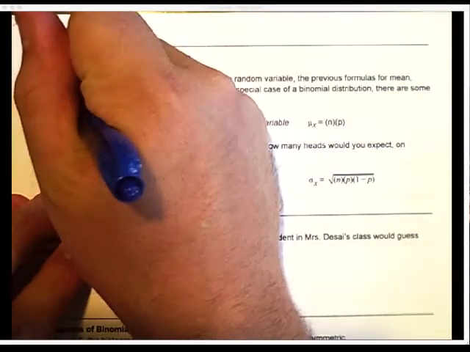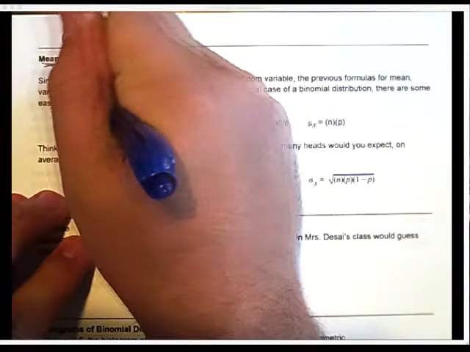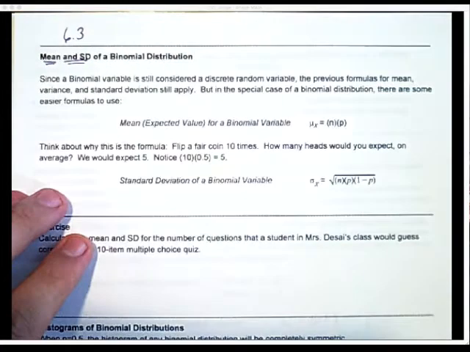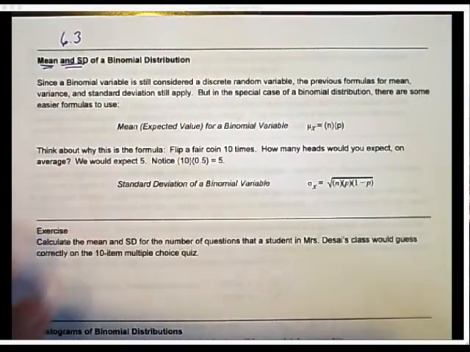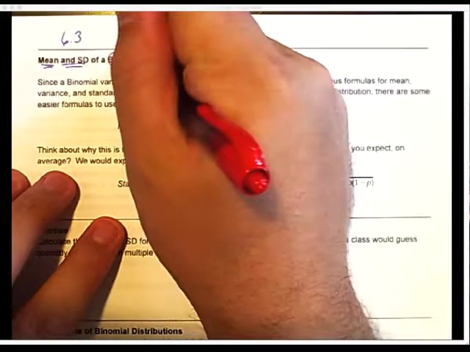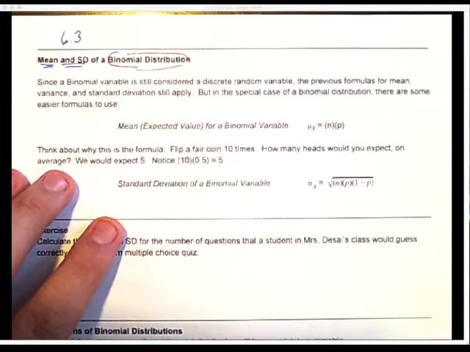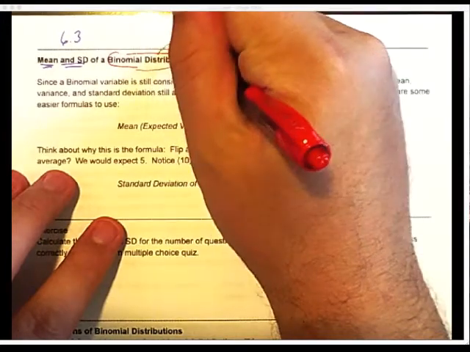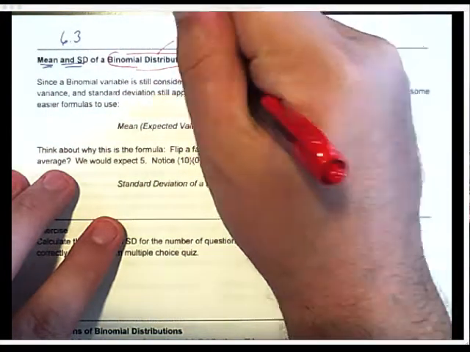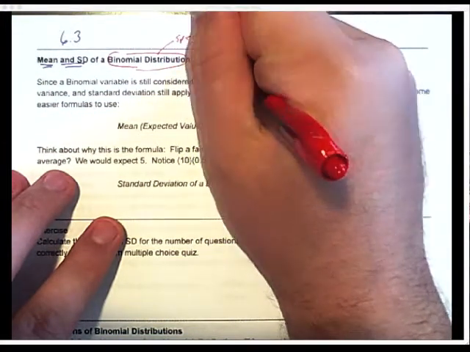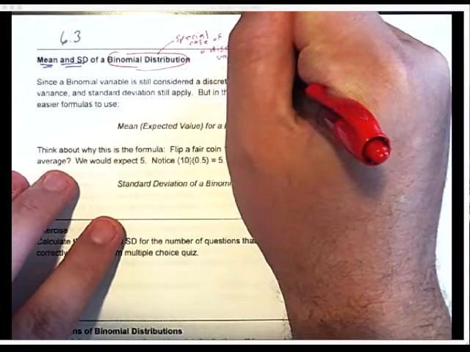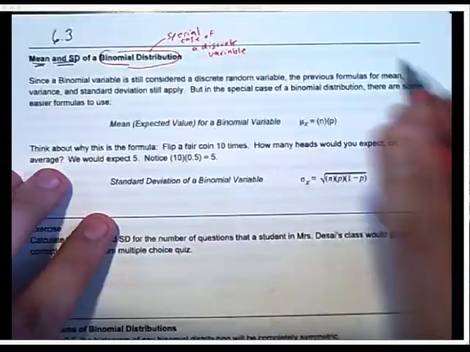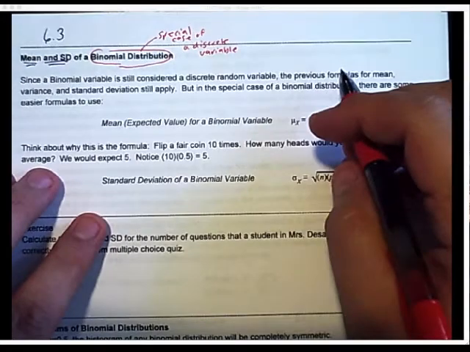Now, on your formula sheet, you'll see formulas to find the mean and standard deviation of a binomial distribution. Remember that we said a binomial variable is a special case of a discrete random variable. And we talked about formulas. How do you find the mean of a discrete random variable?